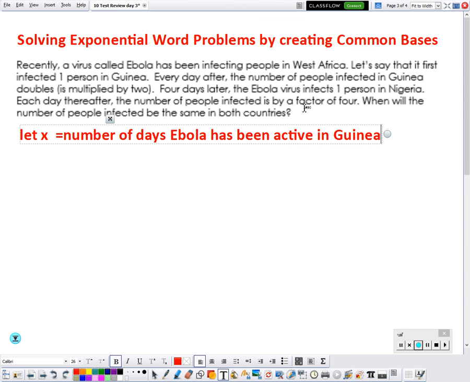All right. So in Guinea, we know that they started with how many people, guys? One. So we start with one person. And then what's the multiplication pattern? 2. So we're going to do times 2 to the power of x, because we're going to multiply by 2 every day. We want to know when it's going to be the same, so we want to know when they are equal.